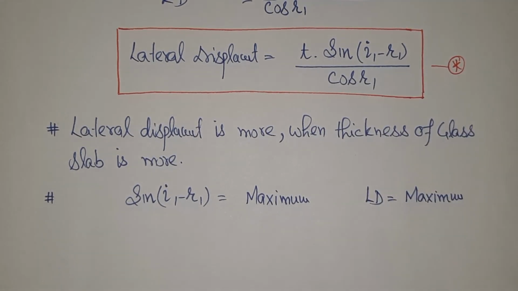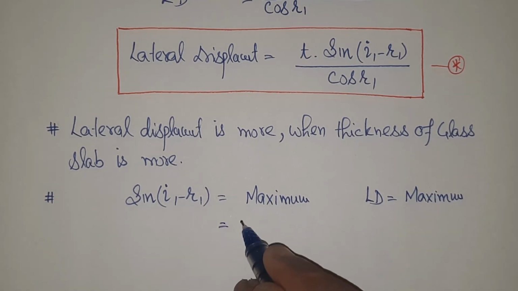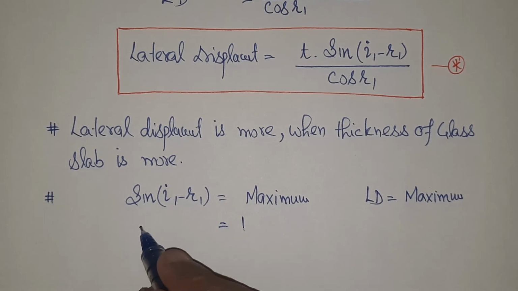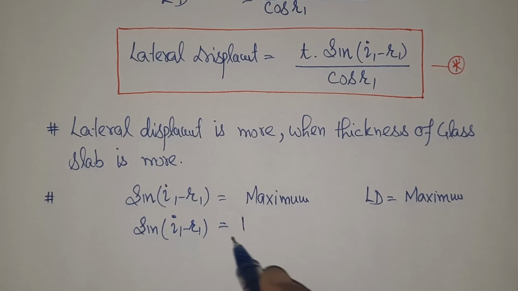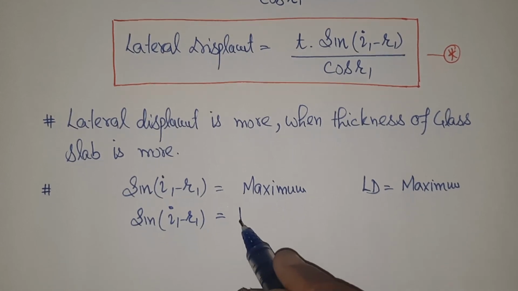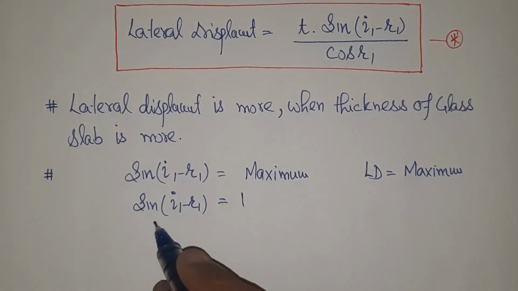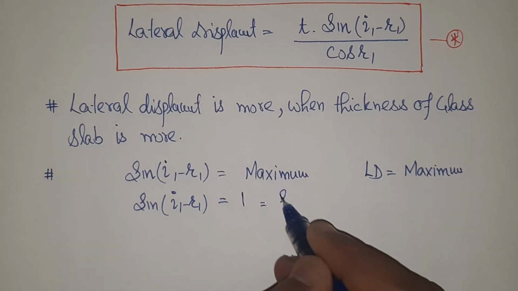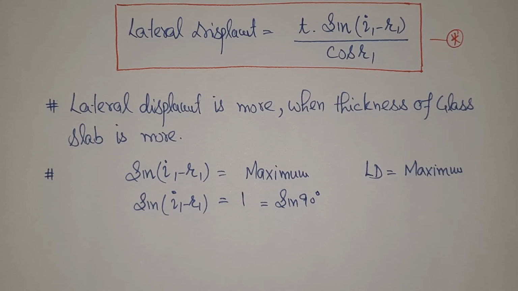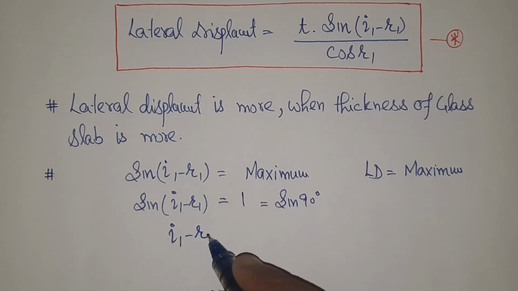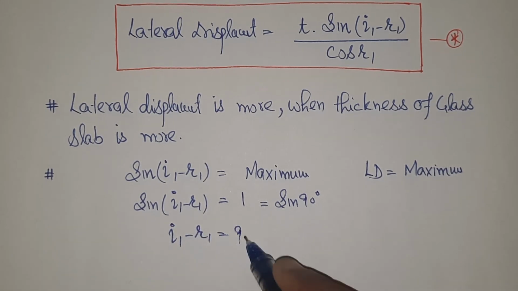Now concentrate on this value. When does sine have its maximum value? The maximum value is equal to 1. Yes, sine of I1 minus R1 can have the maximum value 1. But when? When this particular thing is equal to sine of 90 degrees. Sine of 90 means I1 minus R1 is equal to 90 degrees.